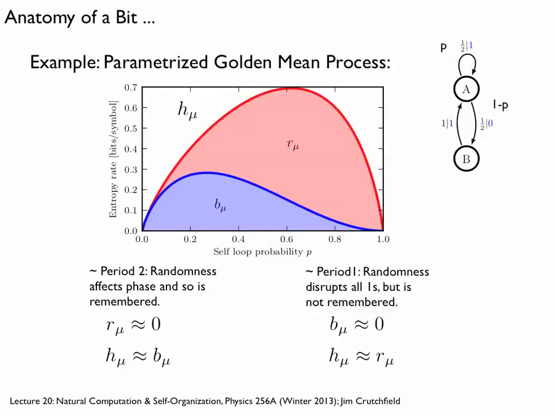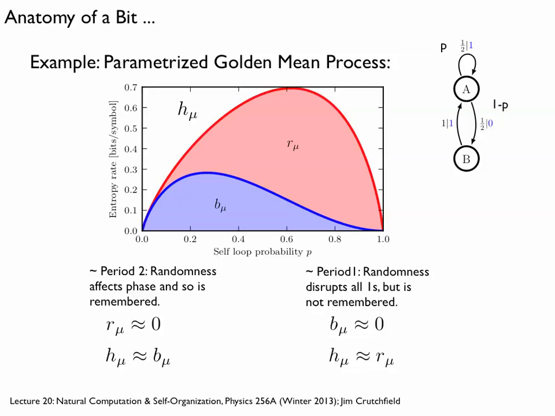So again, just to give some more examples here. Golden mean process. Now what I'm going to do is vary the self-loop probability between 0 and 1. When the self-loop probability is 0, it's basically period 2, so it doesn't take this loop. It just goes 0, 1, 0, 1, 0, 1. What we're plotting here is a stacked plot: this upper curve is h mu, and then this distance is r mu, and this distance is b mu, so they add up to h mu.